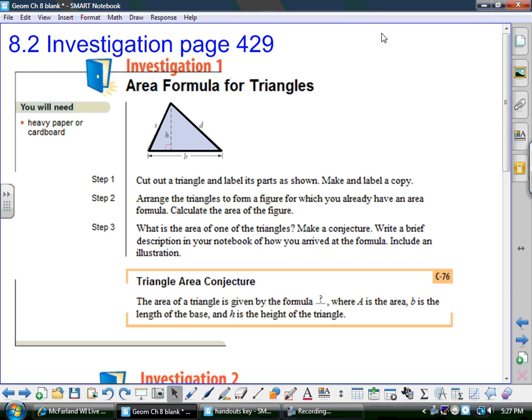For investigation 1, you need to cut out a triangle and label its parts as shown. As you label the parts, since you're cutting it out, you should label the sides on the inside of the triangle. Otherwise, when you cut it out, you won't be able to see it anymore. Then you're supposed to make a copy of it and also label the copy. When you're done, you should have 2 triangles that are the exact same size.